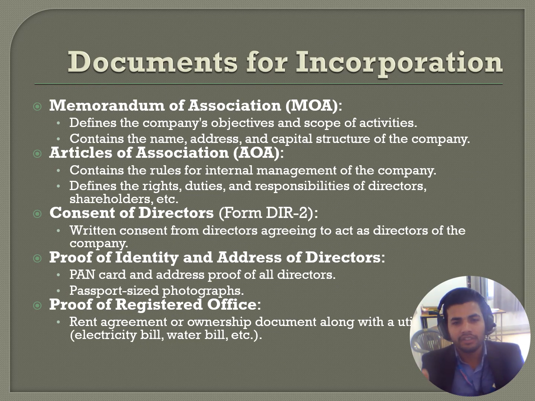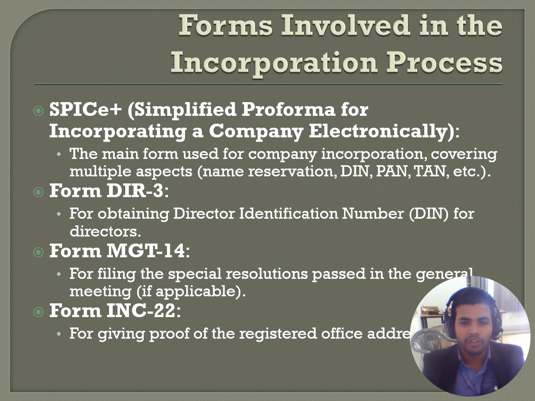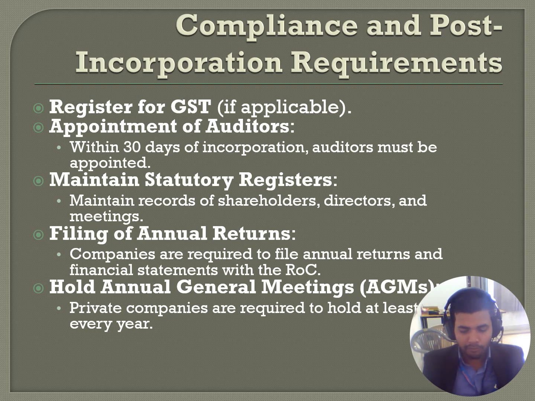As we discussed the documents for incorporation, these are the specific provisions: the proof of registered address, proof of identity and address of director, consent of directors, articles of association, and memorandum of association are the documents needed to incorporate. Then the forms involved in the incorporation process are the forms which have to be filled to incorporate a company. These have been made electronically available.